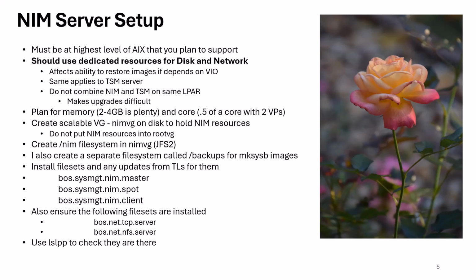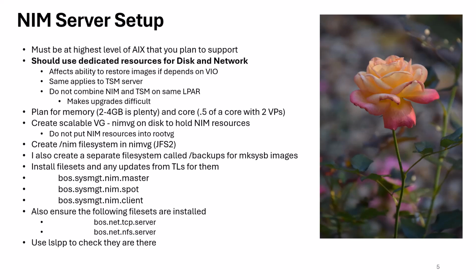So here's a couple of tips on setting up your NIM servers. The first thing is that your NIM server has to be at the highest level of AIX that you plan to support. So as an example, the VIO server 4.1.0.21 requires that your NIM server be at AIX 7.3.2.2 or higher. What I do is whenever IBM brings out an update to AIX, I always put that on my NIM server and then I build a whole new set of resources for that.